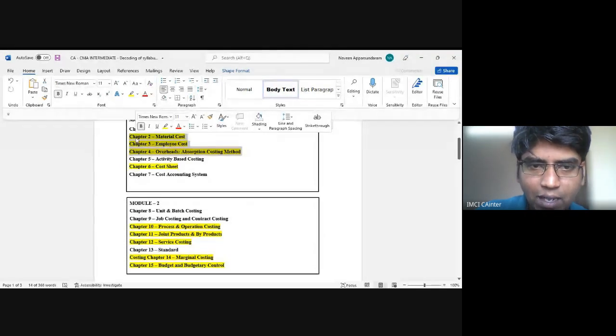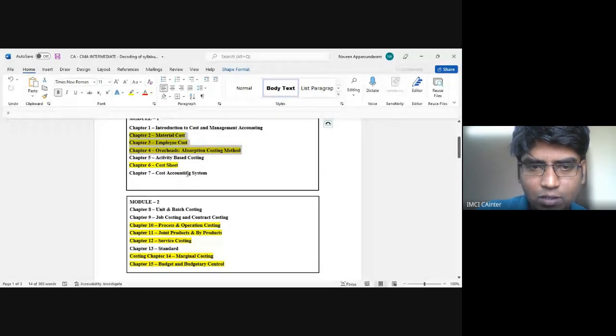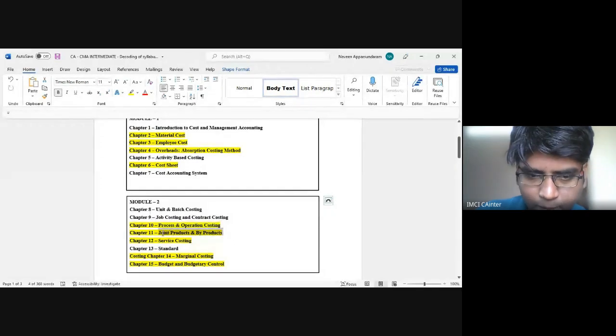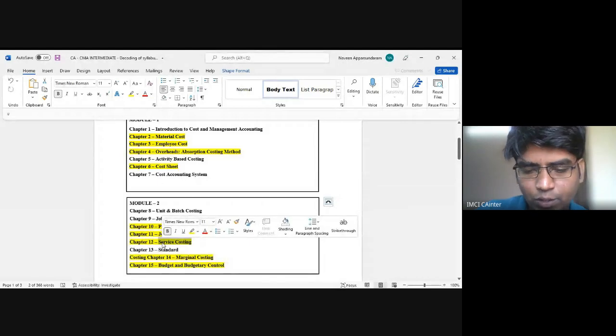Material, employee, and overhead absorption costing can be a cluster. Cost sheet is one important chapter. Process costing, and the next level of process costing is your joint and by products. Service costing is concerned with transportation, freight, and hotel management. All this will be covered under this head.